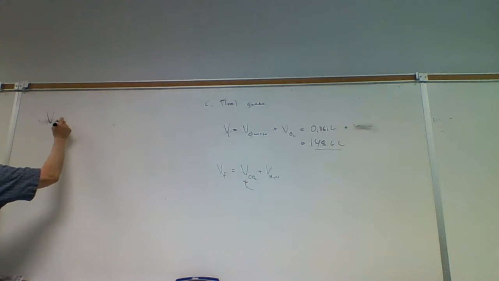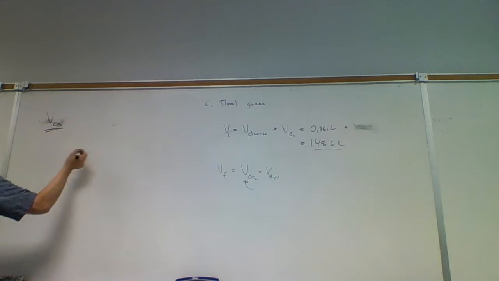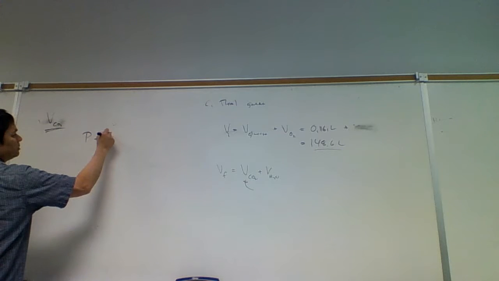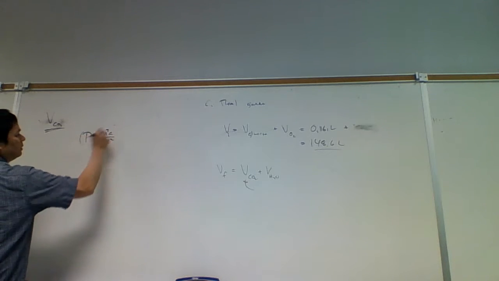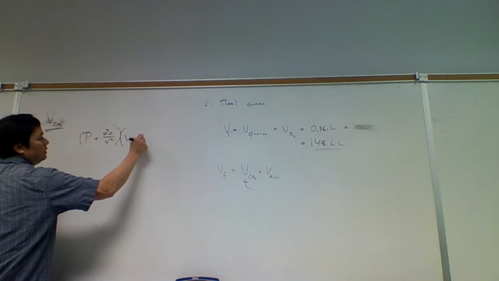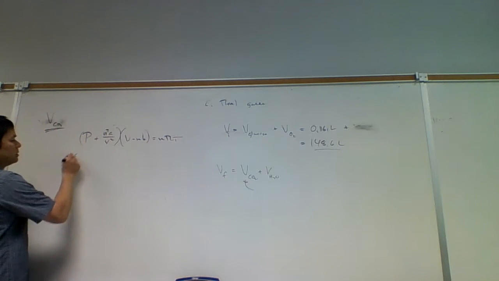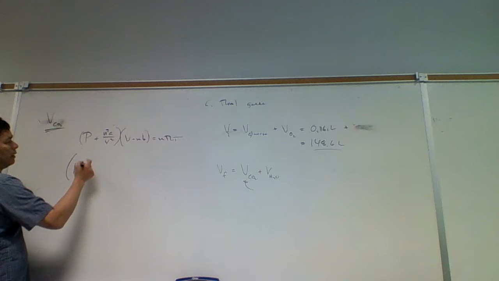The volume of CO2, this is what we're going to calculate. Well, we know that we have this. The pressure is equal to n squared a over V squared, times V minus nb, equals nRT. All right, so the pressure is 1 bar.